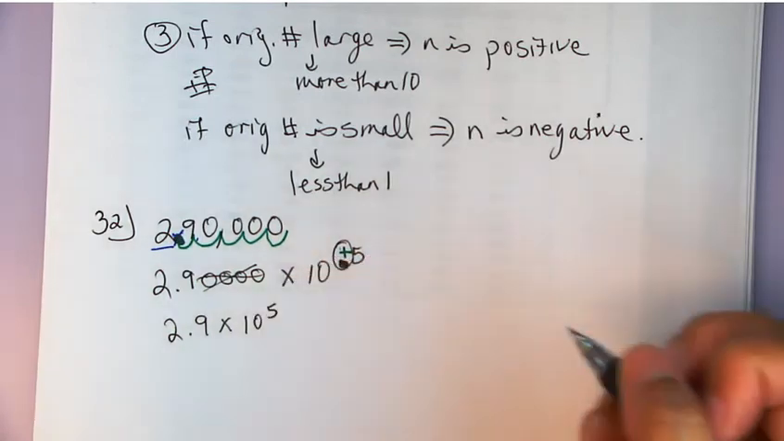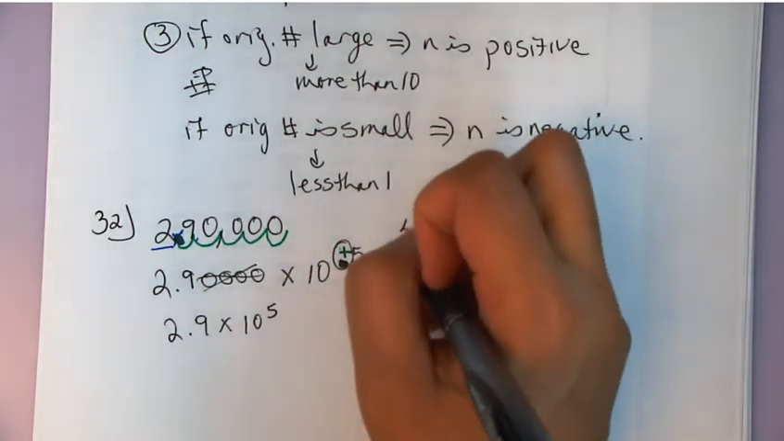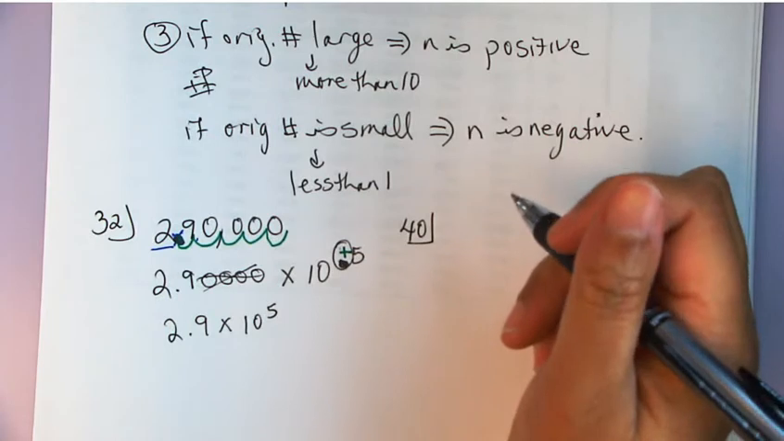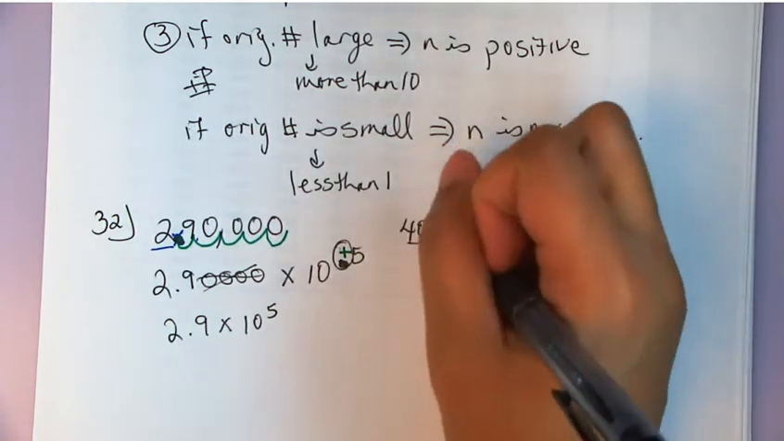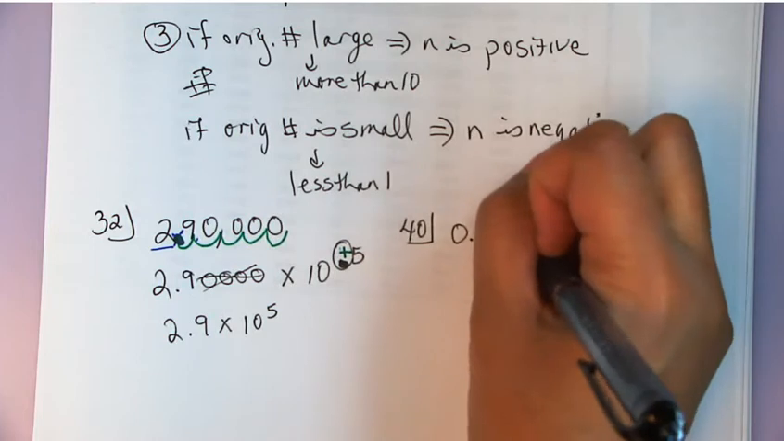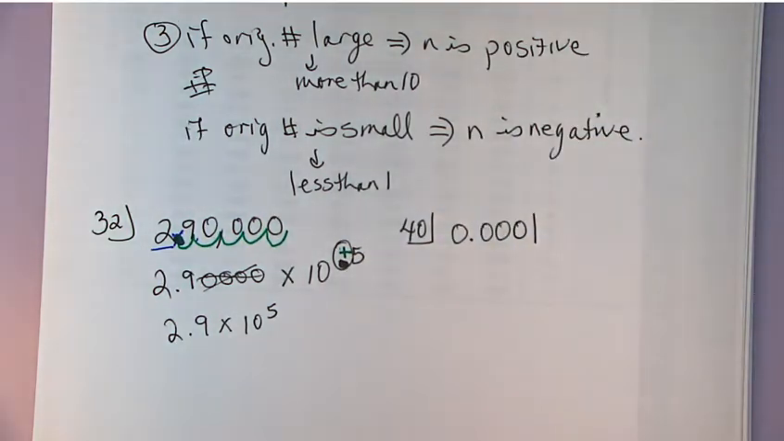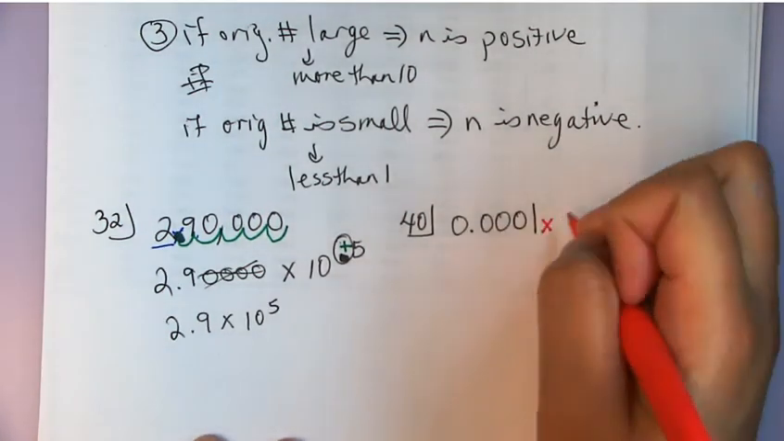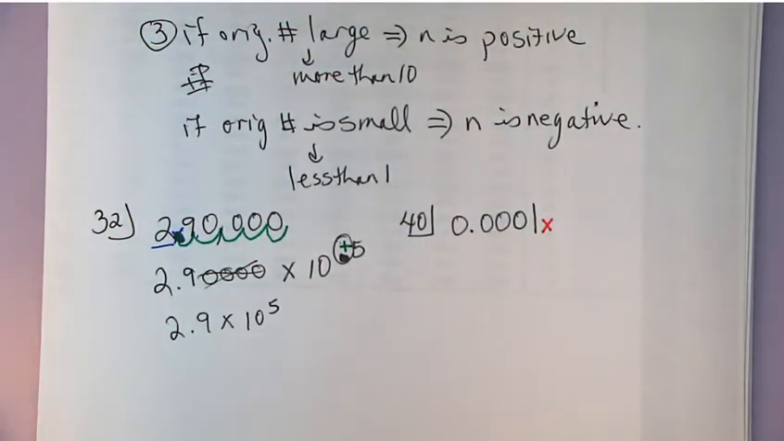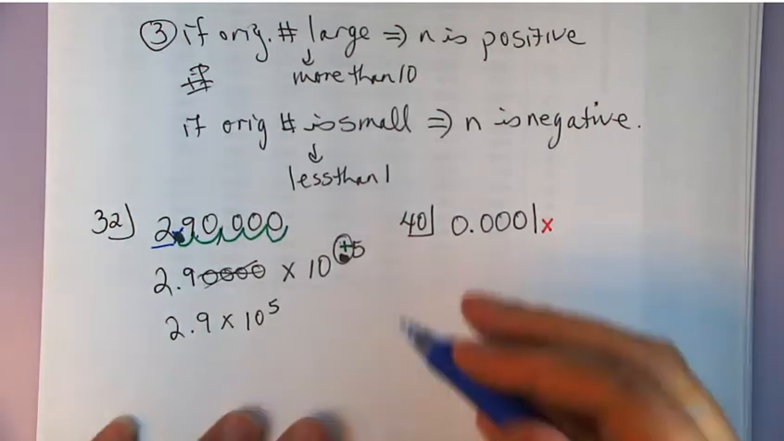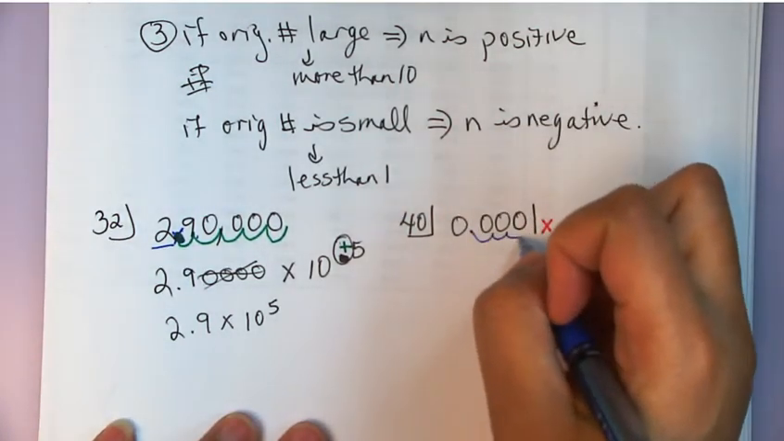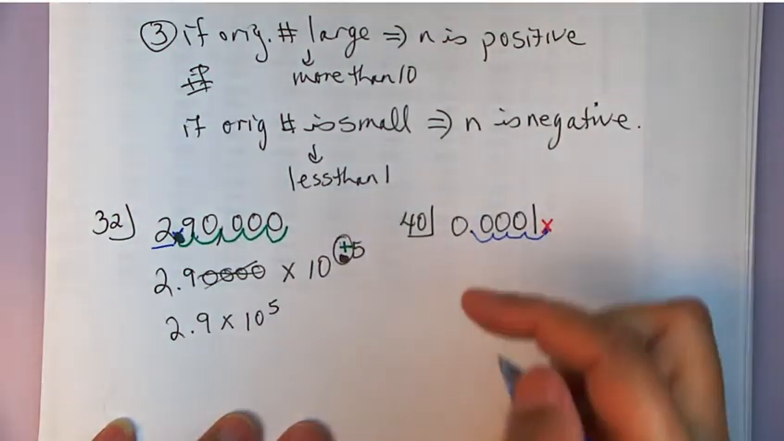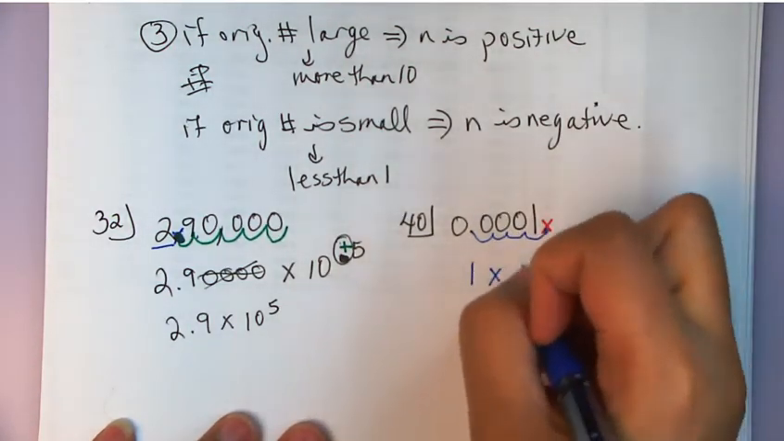Let's try another one so we can see what in the world Miss B is talking about. Let's look at number 40. Number 40 says 0.0001. Again, X marks the spot. We're going to find the decimal point right after our first non-zero number. Our first non-zero number is here. So we want to move our decimal point to right after our first non-zero number. And that is 1, 2, 3, 4. When I moved it 4 places, I end up with 1 times 10 to some kind of 4.